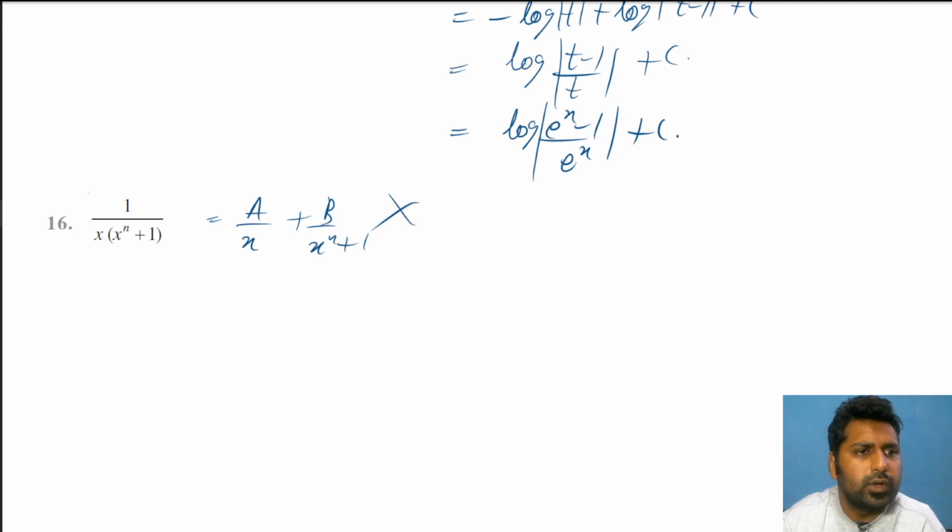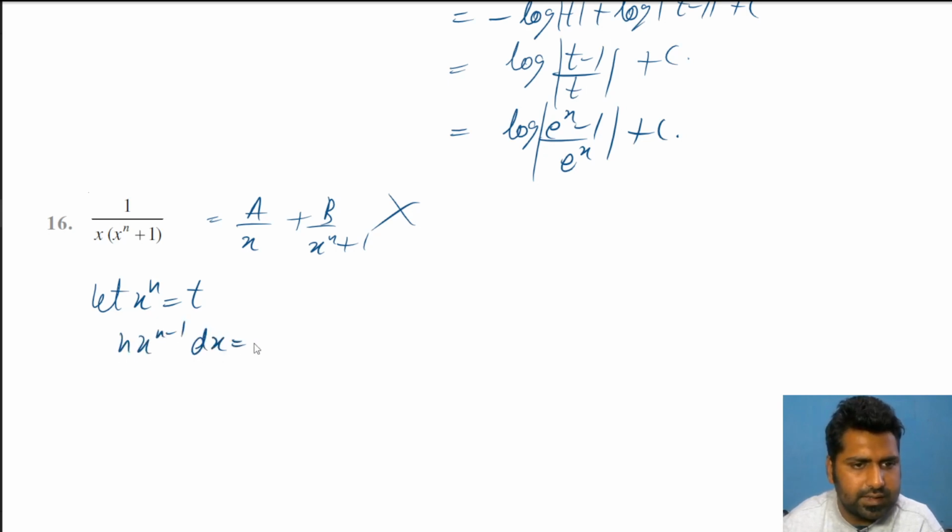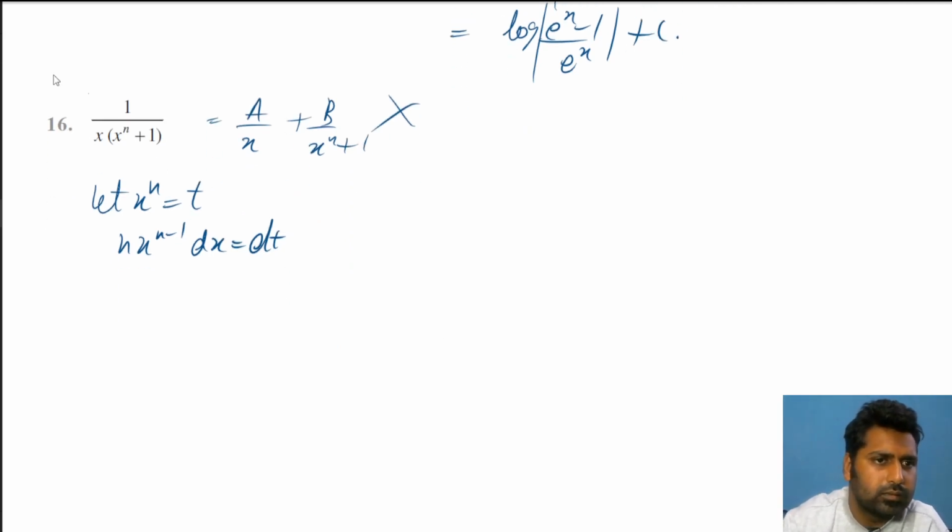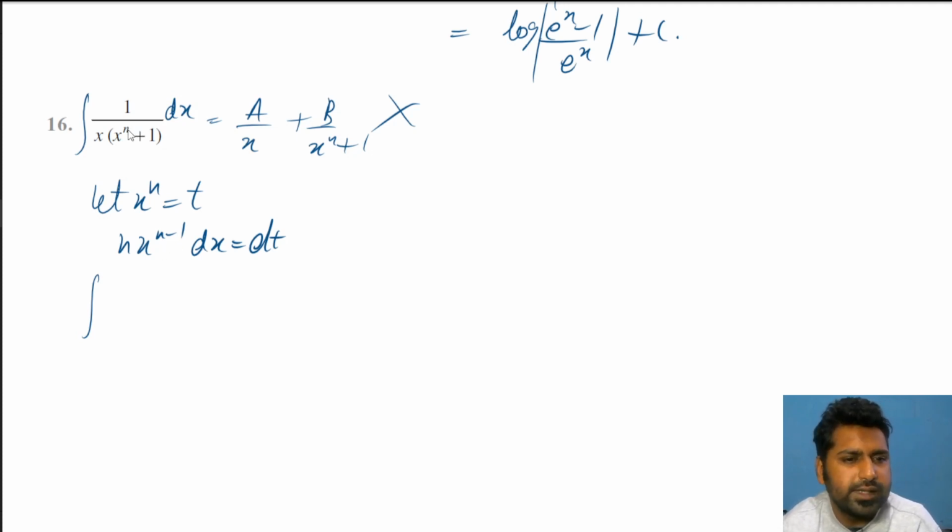Okay, so what do we do? We'll take x raised to power n as t. Let x raised to power n be t. Then differentiate, n x raised to power n minus 1 dx as dt. Okay, let's see what substitution results in. So let's see, integration dx. So integration, there is nothing present with dx, so how will we do the substitution?